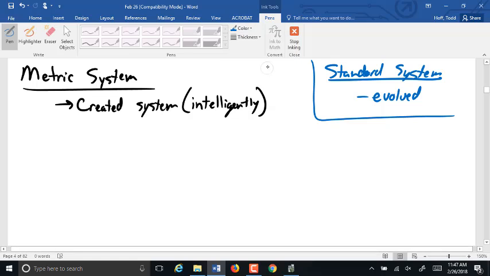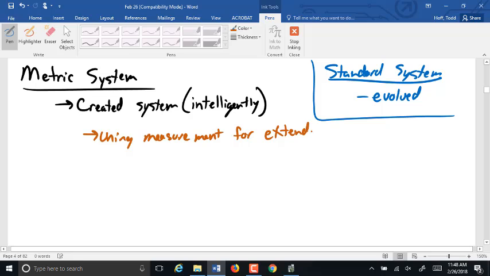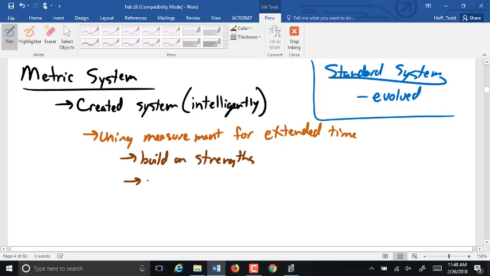So in the metric system, when they went to develop it, they had been using measurement for a long time, literally thousands of years. And so they knew the strengths and weaknesses of that existing standard measuring system. So they were able to build on the strengths and attempt to eliminate the weaknesses.